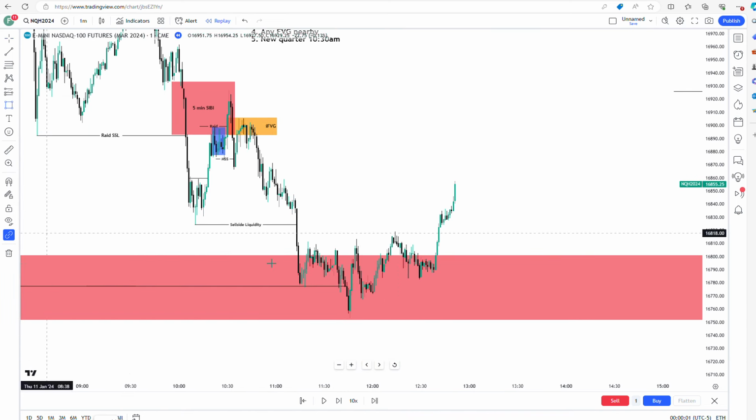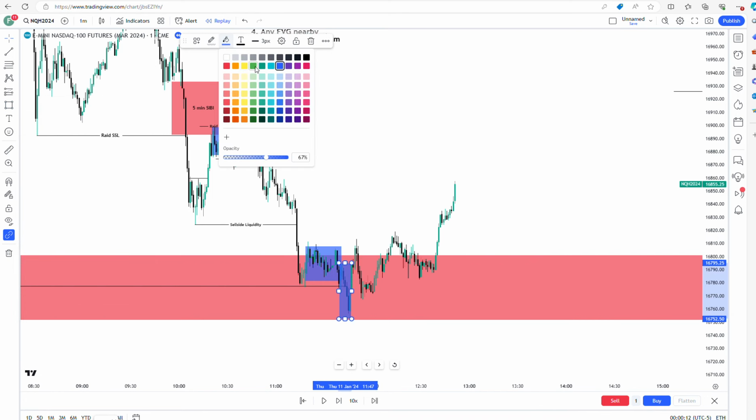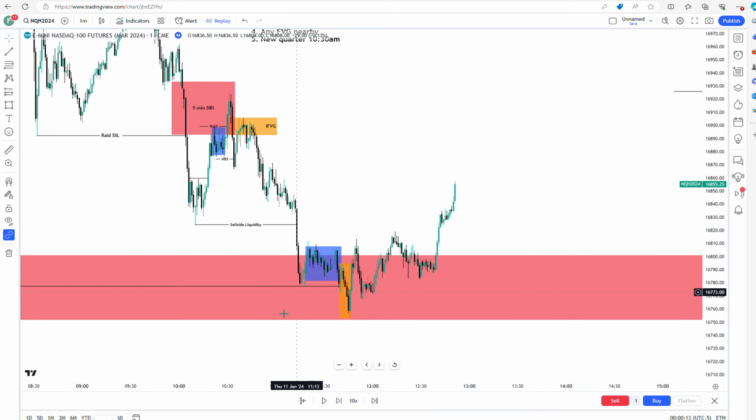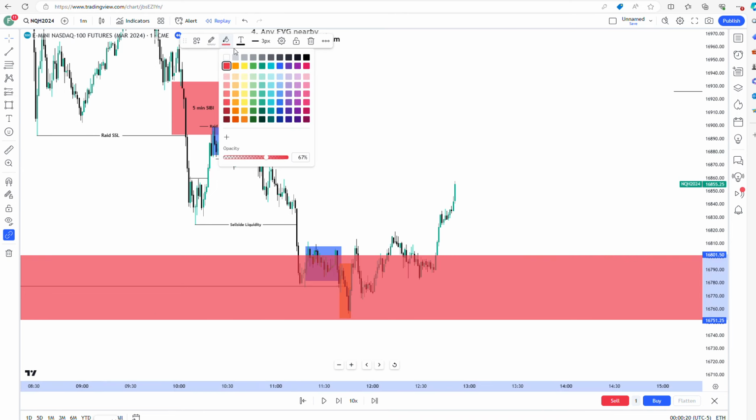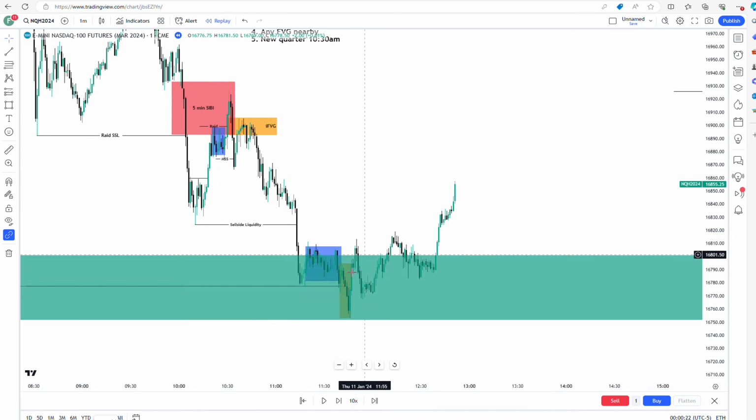You've got this accumulation move here in blue. Where's the manipulation? What does the manipulation do? The manipulation here takes out that 1 hour sell side liquidity, and in doing so, it fills this 1 hour bearish fair value gap, or bullish fair value gap, sorry. So I'm going to change that to green. And then the distribution move is now to the upside.